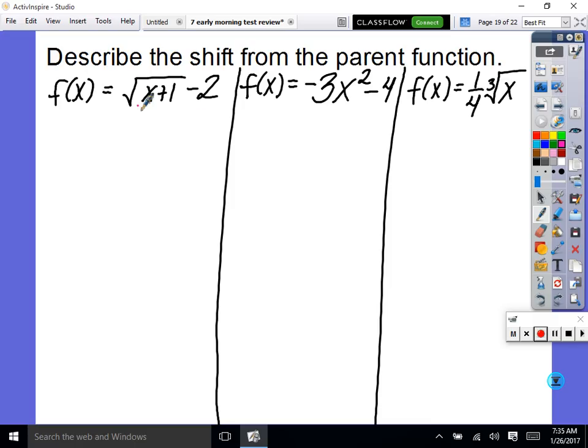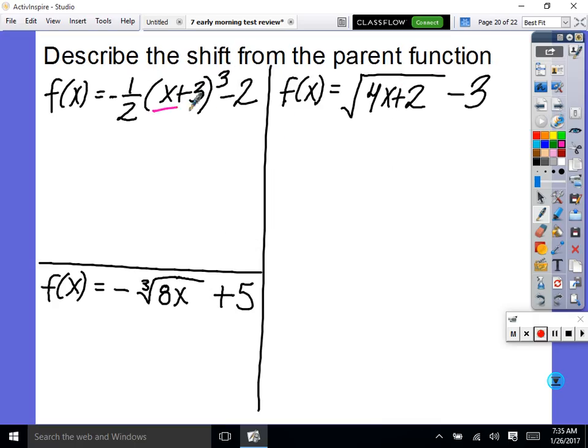So it says, describe the shift from the parent function. So we would say left 1, down 2. Is that easy? This one we would say down 4, stretch of 3, reflection over the x, right? What about this one? We would say compression of 4, and that's it, right? No shift left or right, no shift up or down. Okay. Left 3, down 2, compression of 1/2, reflection over the x-axis. What's the problem with this one?